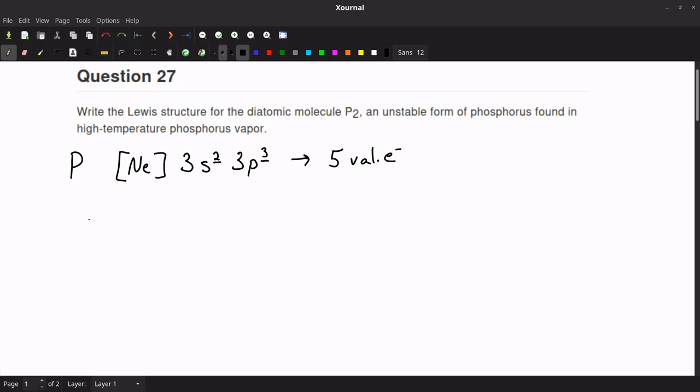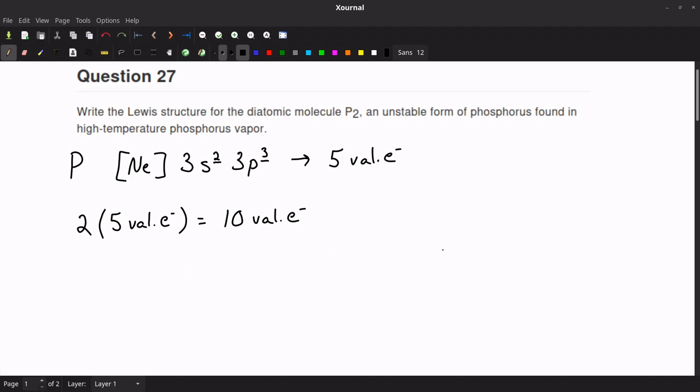The next thing I need to do is figure out the total number of valence electrons I have. I only have phosphorus, but I have 2 of those. So I'm going to have 2 phosphoruses times the 5 valence electrons for each one. It's going to give me 10 valence electrons. I like to think of this kind of like my bank. These are all the electrons that I need to dole out while I'm writing this Lewis dot structure.